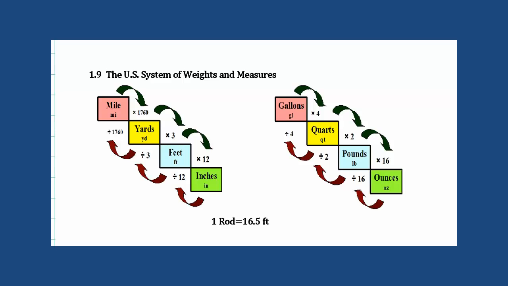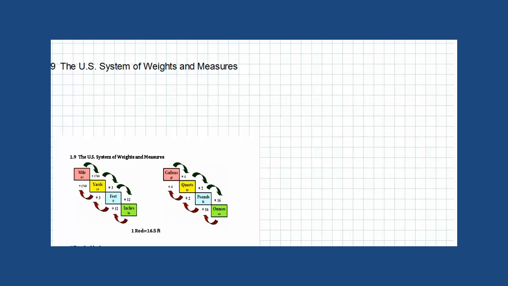Also, we have a unit here, the rod. One rod is equal to 16.5 feet. To change from rods to feet, you should multiply by 16.5. Or to change from feet to rods, you must divide by 16.5. So let us put this conversion table aside and take some examples on this.